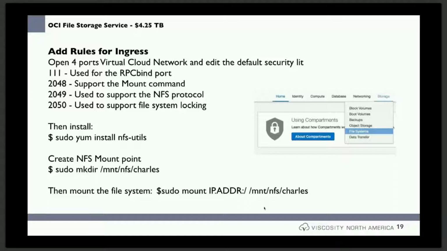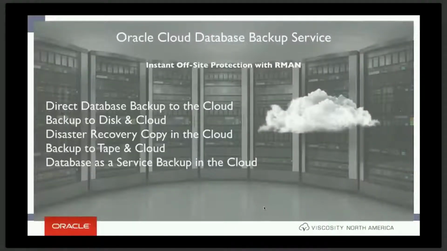All right, so that's the OCI file storage. And as you can see, it's $4.25 per terabyte per month. And if you compare this to other cloud vendors, this is where Oracle really shines. It's significantly easier to use than other vendors, and other vendors don't have it as quite as robust as Oracle does.